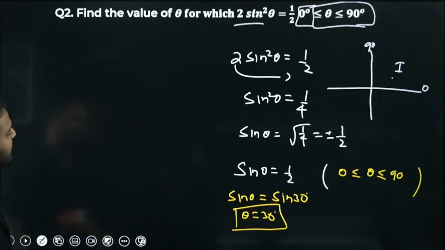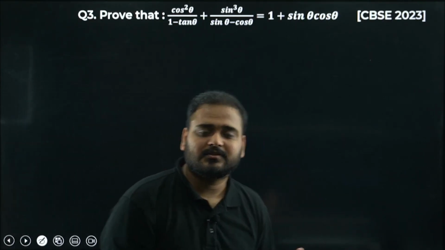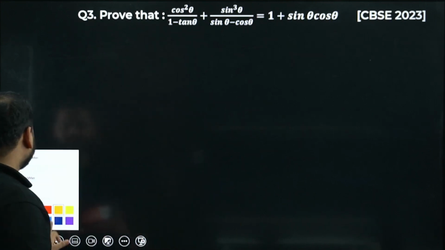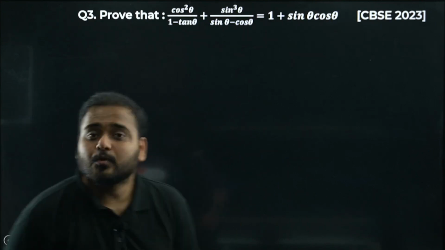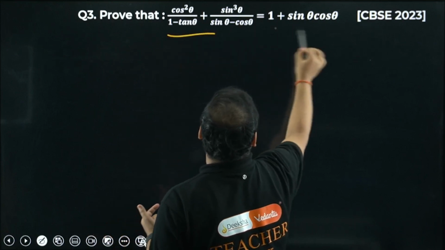Clear? Yes. Now we're going to solve question number 3. Prove that identity question. Okay. Chaliye, this is the last question of the day. Let's quickly solve it and conclude our session. We have to prove LHS equals RHS. Let's take the LHS part first.